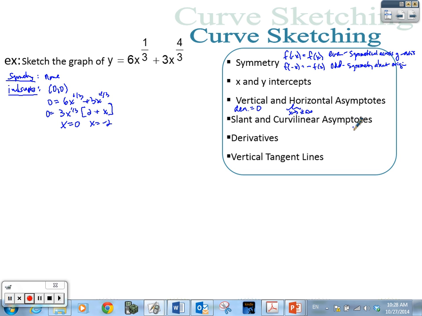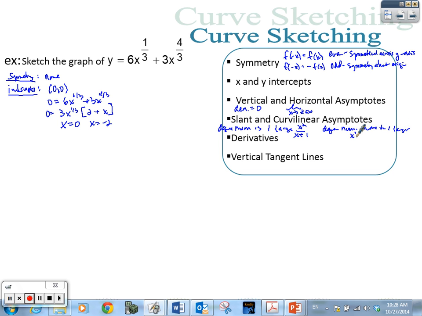Slant and curvilinear asymptotes. A slant asymptote is where the degree of the numerator is 1 larger, you know, x squared over x plus 1. That would be an example of a slant. x squared over x plus 1, that would be a slant asymptote. Curvilinear is where the degree of the numerator is more than 1 larger.